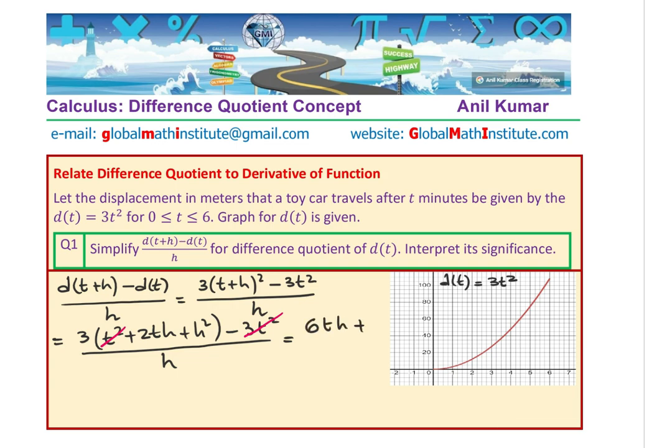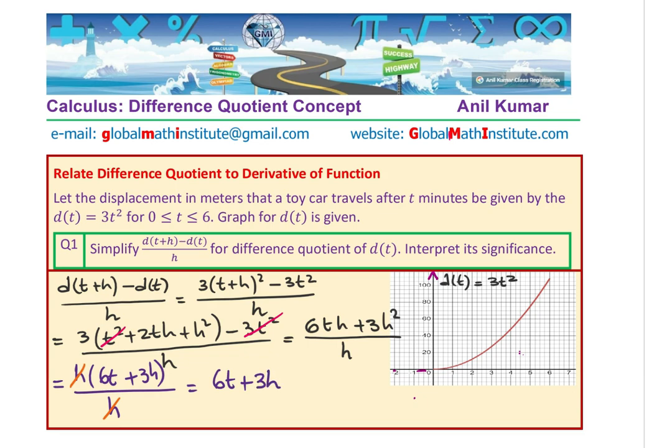3h squared, right? Over h. Now let us simplify it by taking h common from the numerator terms. So we get h times (6t plus 3h), right? And in the denominator we have h. So they cancel. Now that gives us the simplified expression, which is 6t plus 3h.